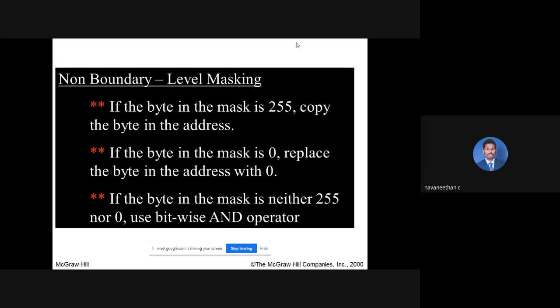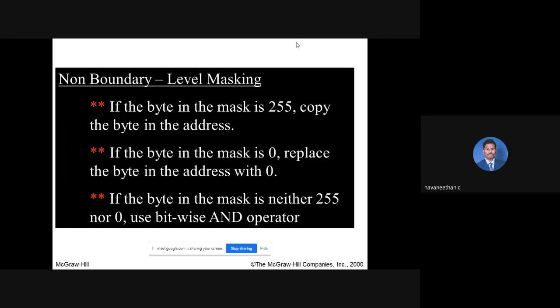Suppose we are asking you to find out the subnet address. Just look at this one. Here we are going for the condition, a boundary level and non-boundary level. For non-boundary levels, very simple. If the byte in the mask is 255, just copy the address. Whenever you find a value like 255, just copy the same value. If the mask is 0, just replace it by 0. Apart from 0 and 255, if you find some other value, just perform a bitwise AND operation. Clear? So this is going to be called non-boundary level.